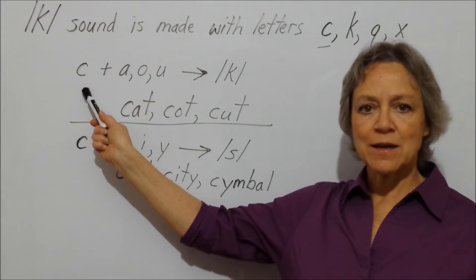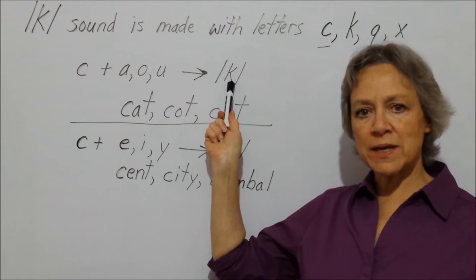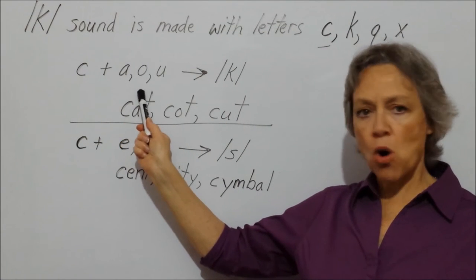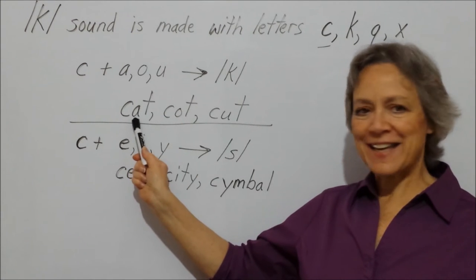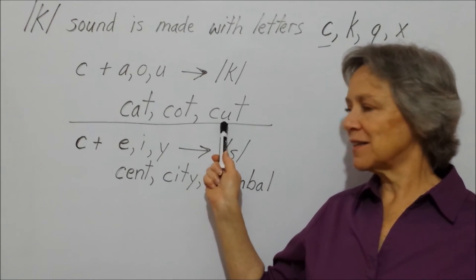The letter C makes the k sound when C is followed by either A, O, or U. For example, cat, cot, cut.